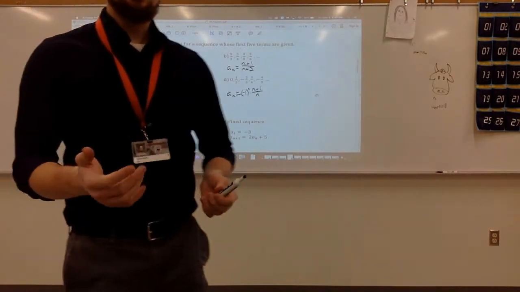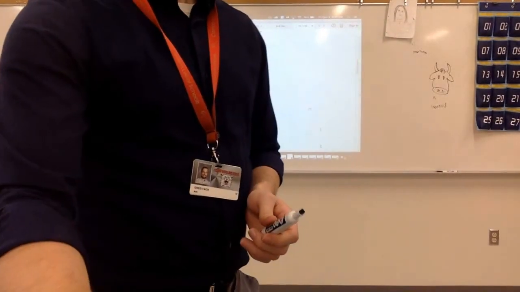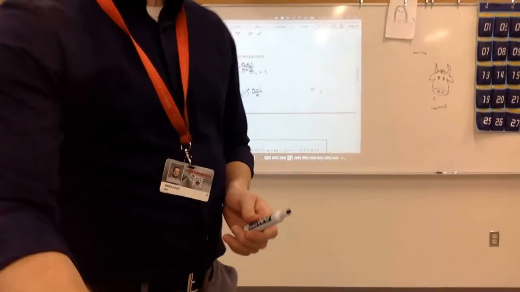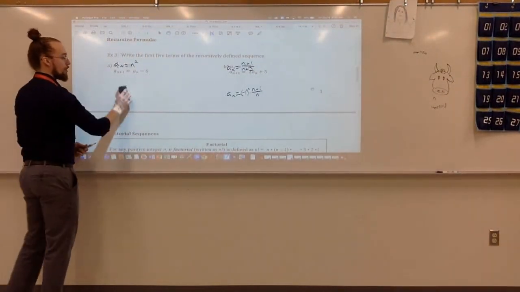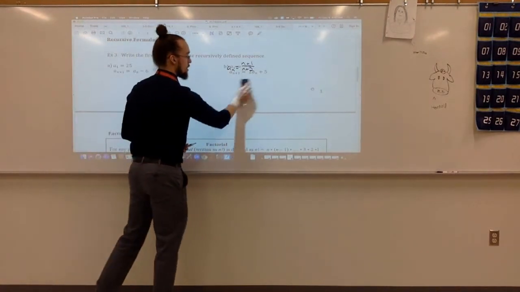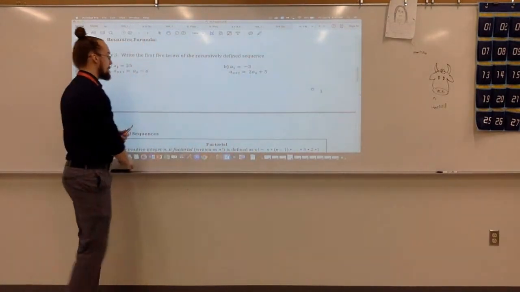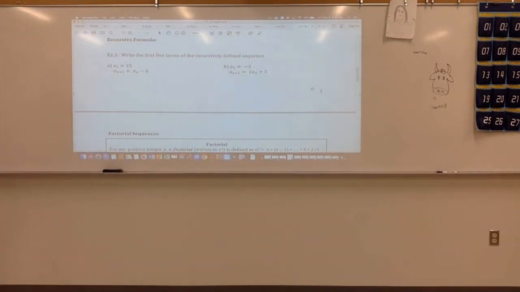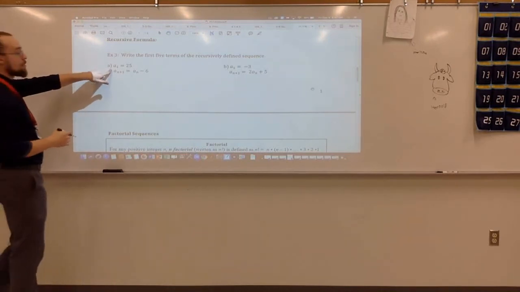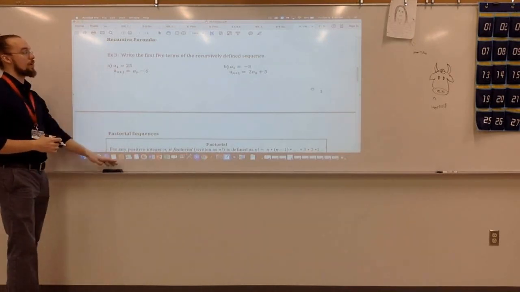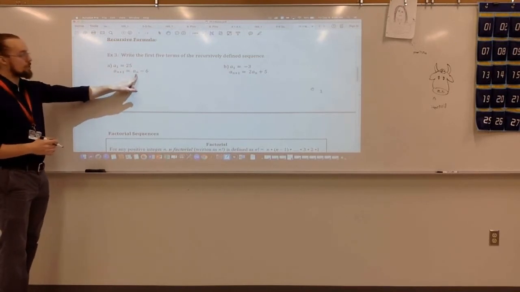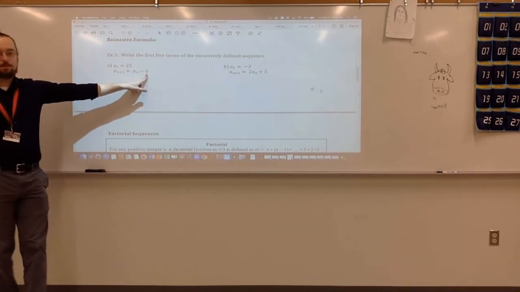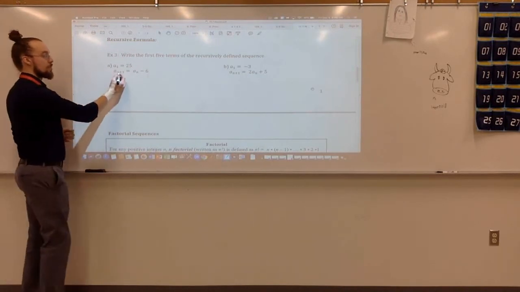Alright, so the next idea then is a recursively defined function. This is just where we are defining the next term based on the previous term. So in this first example, we're given that the first term is 25, and then it says the next term is just the previous term minus 6. So that's what this means.